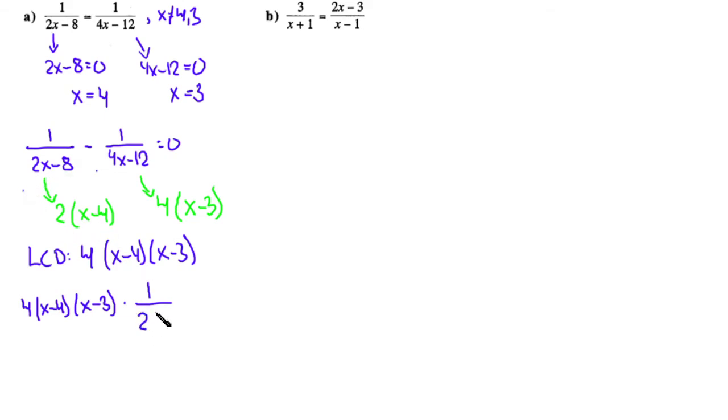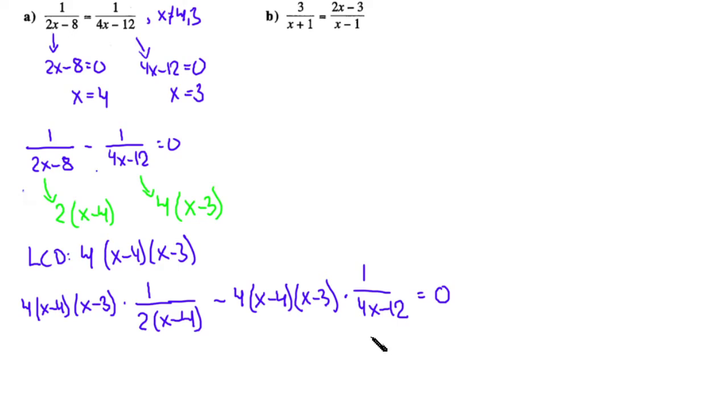So this is going to be 2 times x minus 4, minus, and then we multiply the second term by the lowest common denominator as well. So it's 4 times x minus 4 times x minus 3 times that second term. And then on the right-hand side, we multiply the 0 by that lowest common denominator as well. We don't have to write this out because 0 times anything is 0. So it's just going to be 0.